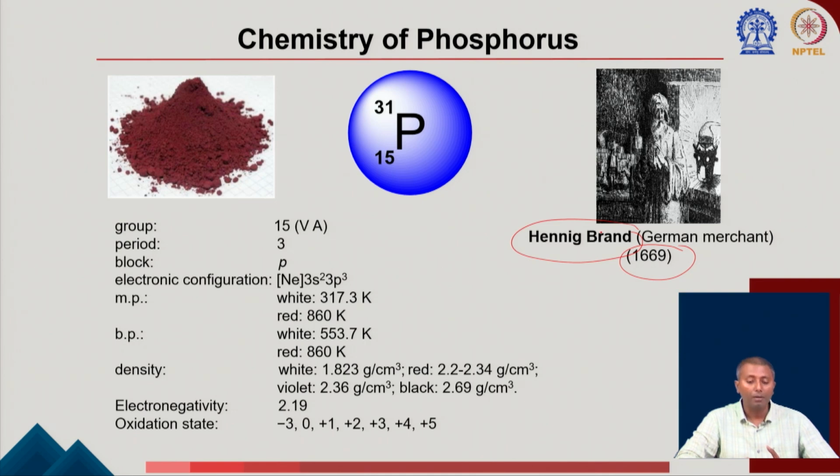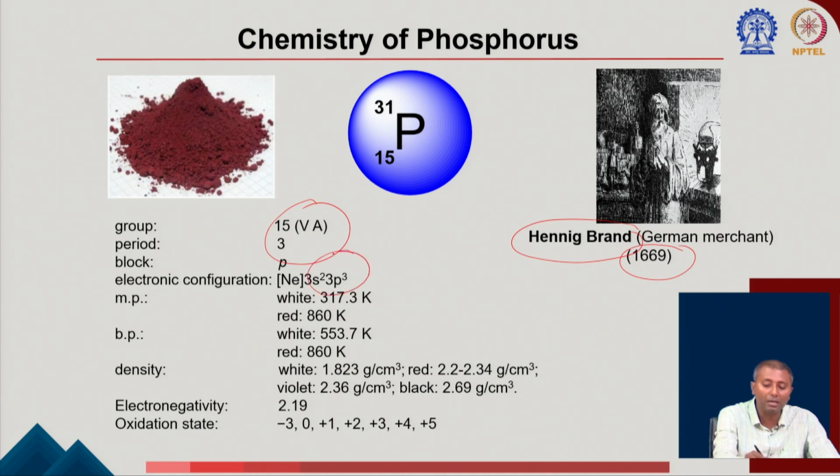Okay. You can see phosphorus is a group 15 element, period 3, a p block element having 3s2 3p3 as the outer shell. There are two different types of phosphorus, and we're going to come back to them in a minute. One is white, another is red. Both have different boiling points. We're going to come back to their structures.